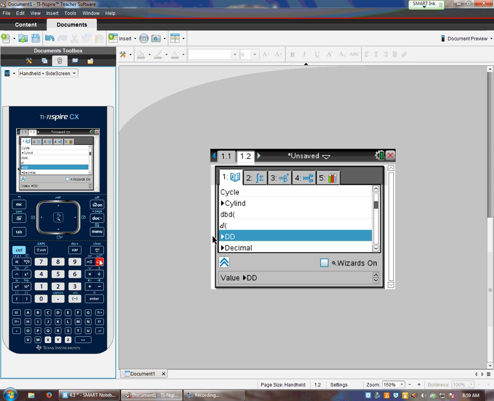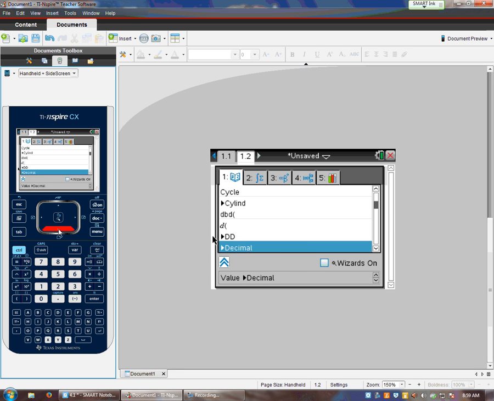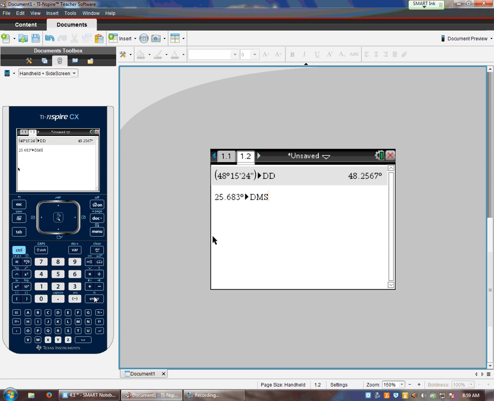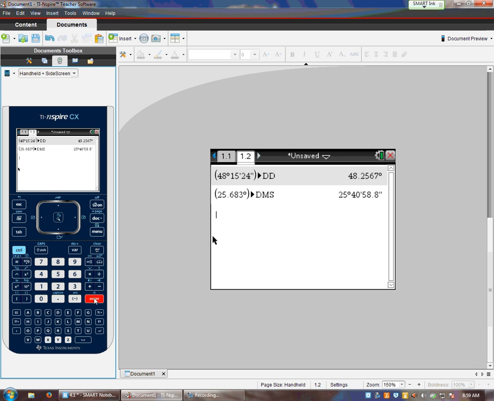So again, I'm going to push the book button, and this time I'm going to go down to DMS. There it is. So I pushed degree, minutes, seconds. It's asking, do you want to convert that decimal degree to degrees, minutes, seconds? Why, yes, I do. And so it does convert it.